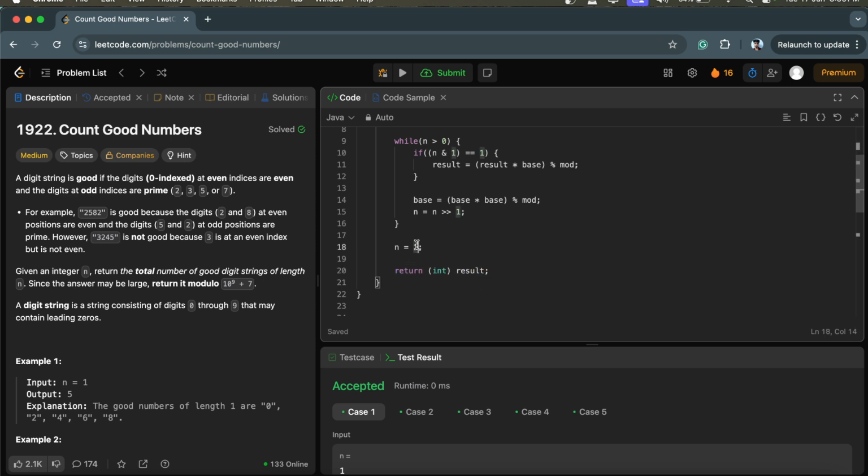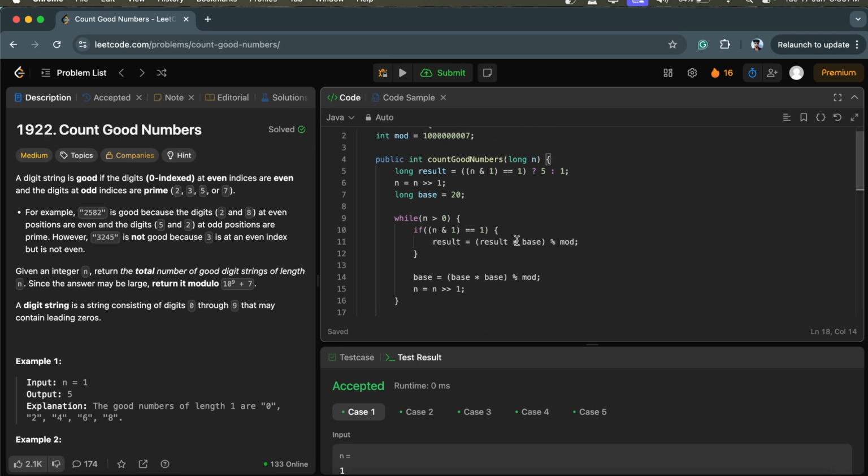Now what if n is equal to 2? When n is equal to 2, we check whether it is odd or even. It is even, so result is 1 by default. When we do this operation, n equals n right shift of 1, it is going to be 1. Okay, 2 divided by 2 is basically 1. So 1 is what we got updated here.